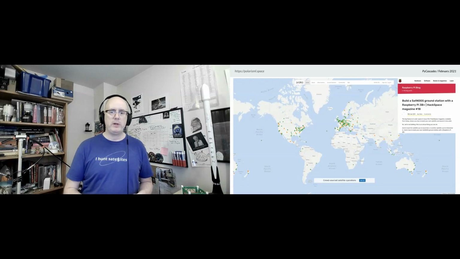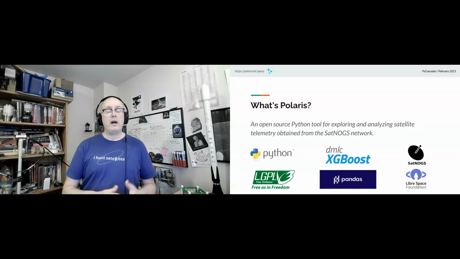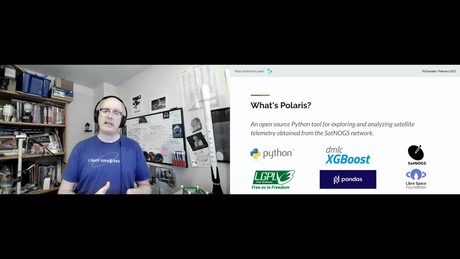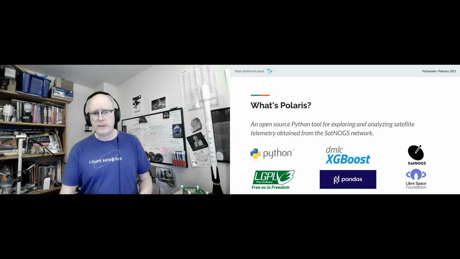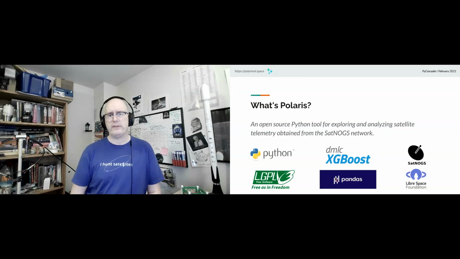And this is where Polaris comes in. We are an open source Python tool for exploring and analyzing satellite telemetry obtained from the SatNogs network. We aim to provide satellite operators another tool to explore that telemetry and to find connections that they might not have seen. We're open source, published under the LGPL v3.